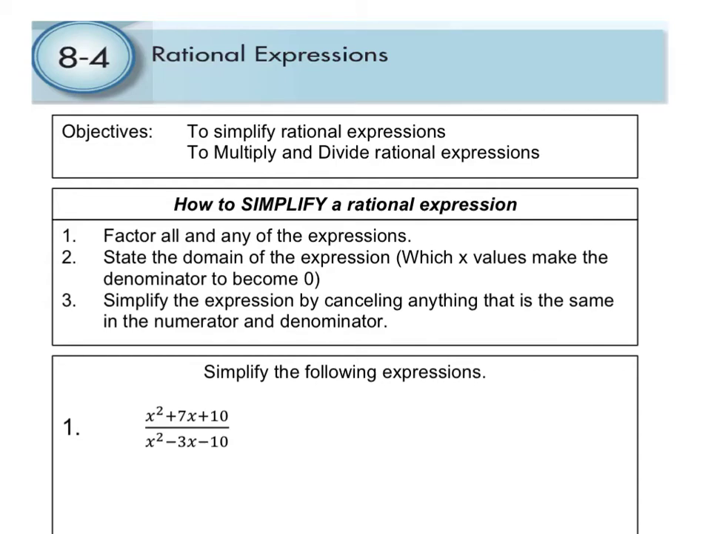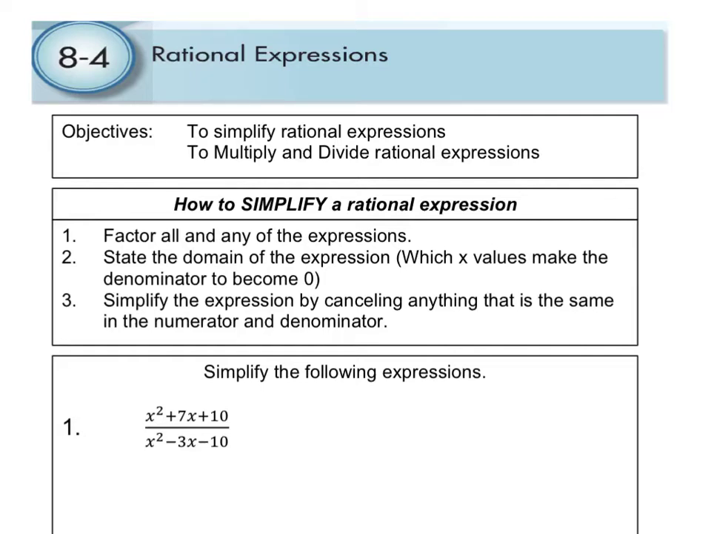This is section 8.4. We're going to start out with simplifying rational expressions. Okay, that's our objective here. We're going to worry about multiplication and division later, but for today we're just going to simplify rational expressions. I've given you some steps here on how to simplify a rational expression.